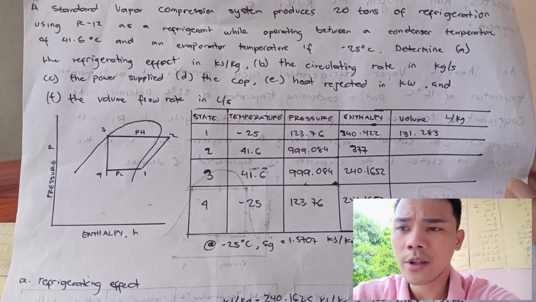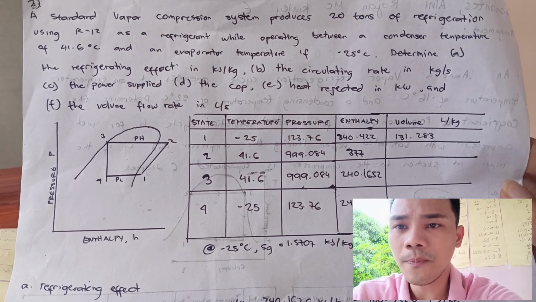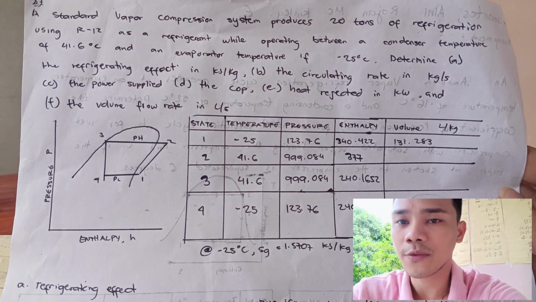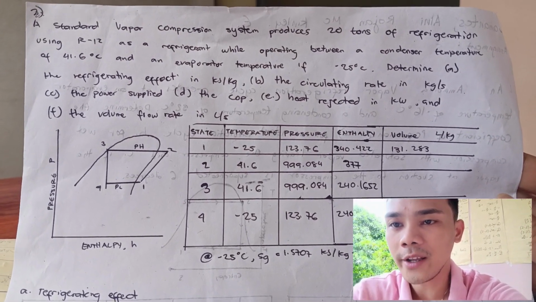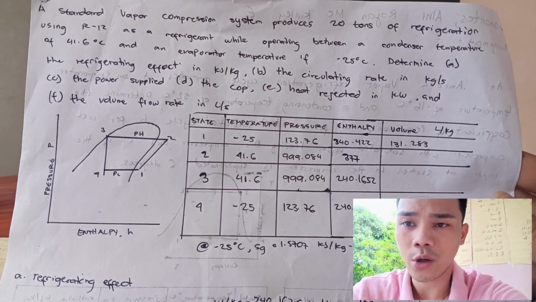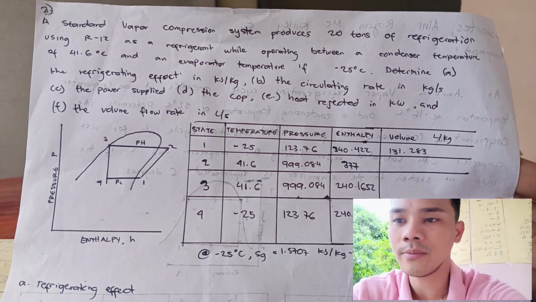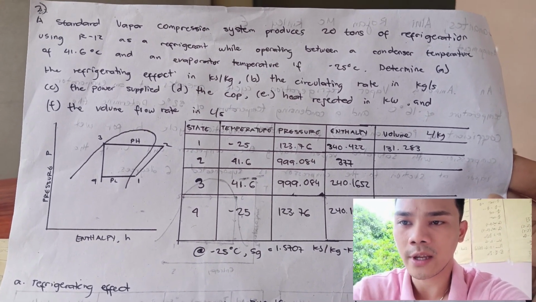First to determine is the refrigerating effect in kilojoules per kilogram. Next is the circulating rate or the mass flow rate in kilograms per second. Next is the power supplied. Next is the coefficient of performance. Next is the heat rejected in kilowatts, and lastly the volume flow rate in liters per second.